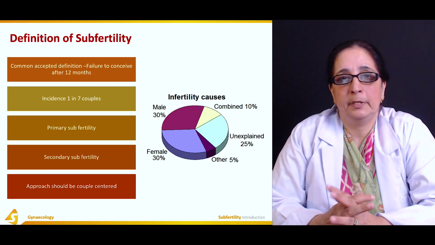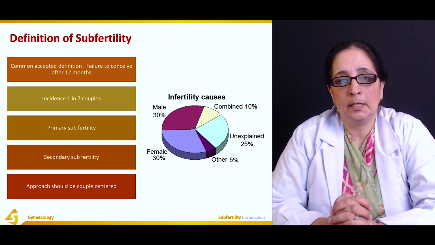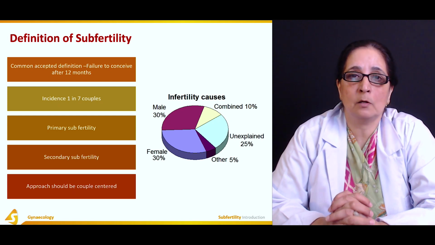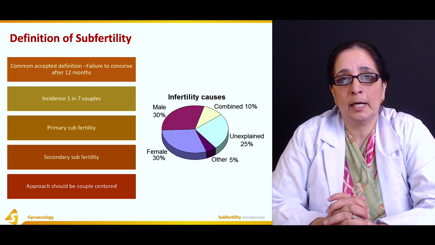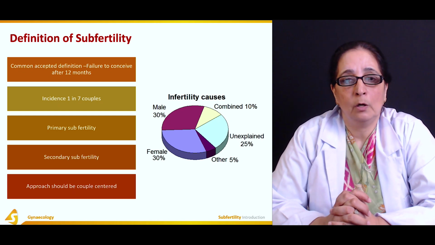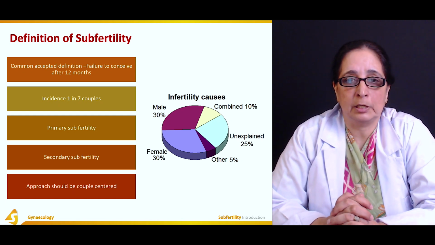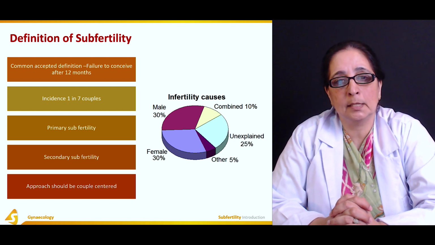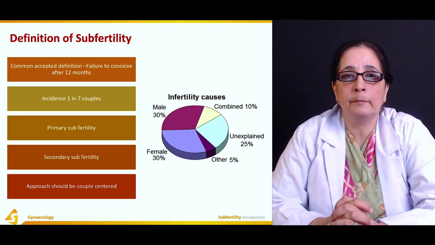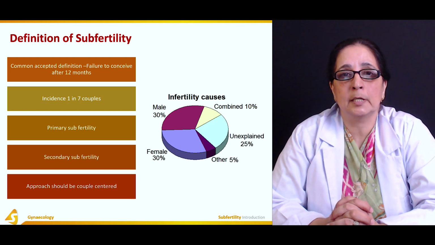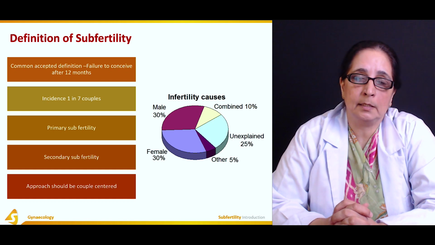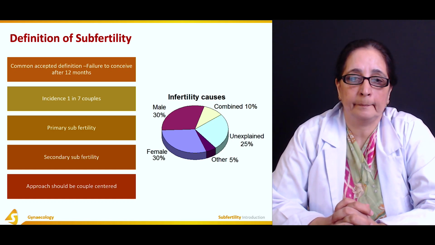The most commonly accepted definition of subfertility is failure to conceive if someone is trying for 12 months constantly without any interruption or without any protection. So if a couple fails to conceive within 12 months, they are labeled as subfertile or infertile. Incidence is 1 in 7 couples are subfertile.